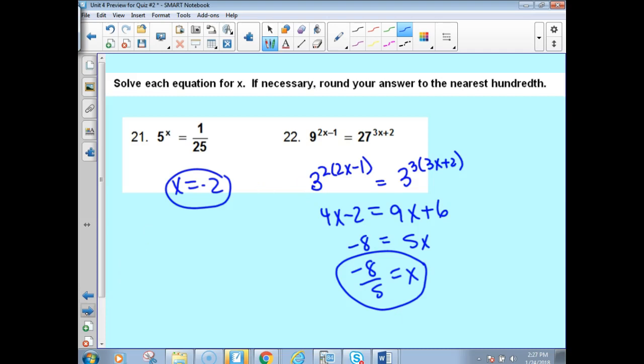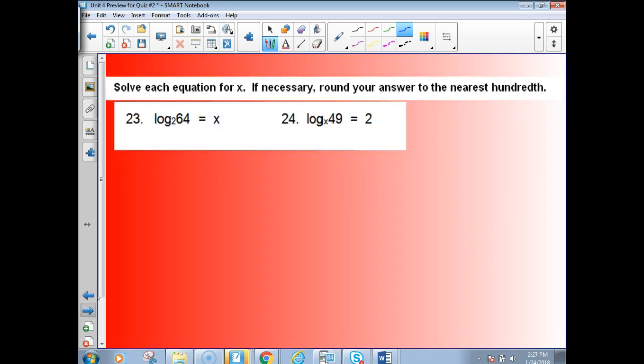Anybody still need this? All right, solve the equation. It says round your answer to the nearest hundredths if needed. This one you have log base 2 of x equals... 2 to what power is 64? X would equal 6.